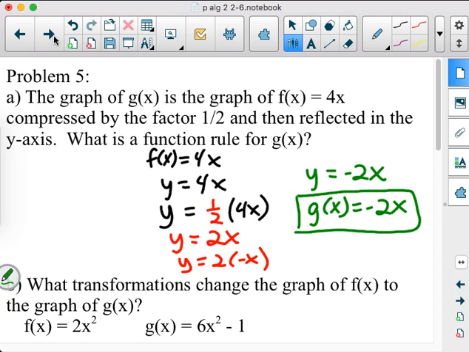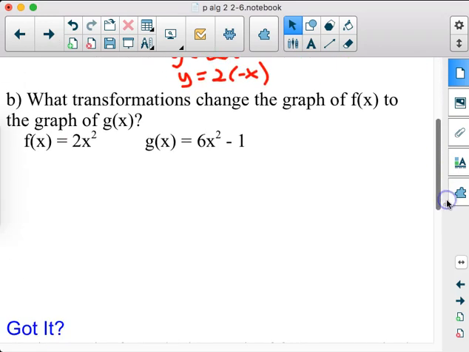Now notice that just like we talked about before, you don't want to get too hung up and confused by the f of x, g of x, h of x, all of that stuff. Change it to y right away, do all of your math thinking, and then at the end you can put it back into whatever name they want it to be, whatever fancy function notation they have. Now B says, what transformation changes the graph of f of x to the graph of g of x?